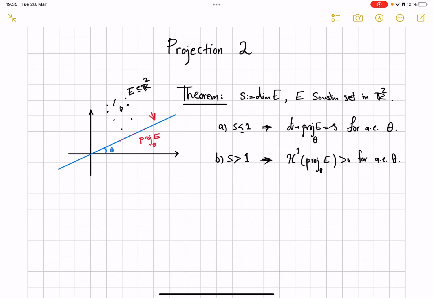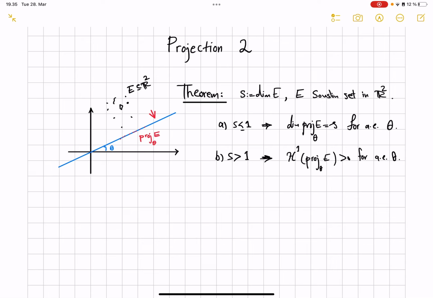And this can only be true for almost every theta, because if you have a line perpendicular to the blue line, the projection just becomes 1 point. So this is an almost everywhere claim, which is typical of geometric measure theory results. If S is strictly bigger than 1, so the set is more than 1-dimensional, the projection is not only 1-dimensional, you actually see a significant shadow of the set. So the H1 measure of that projection is positive.